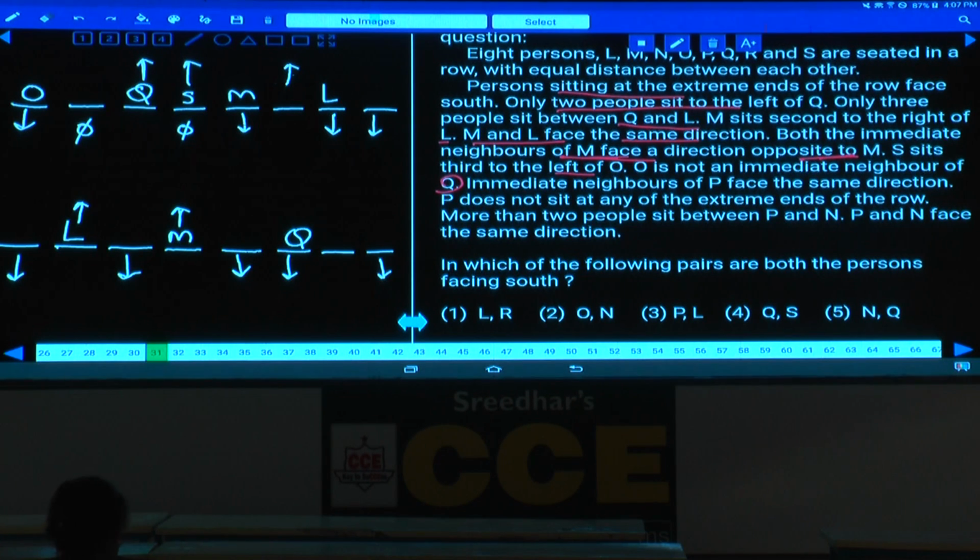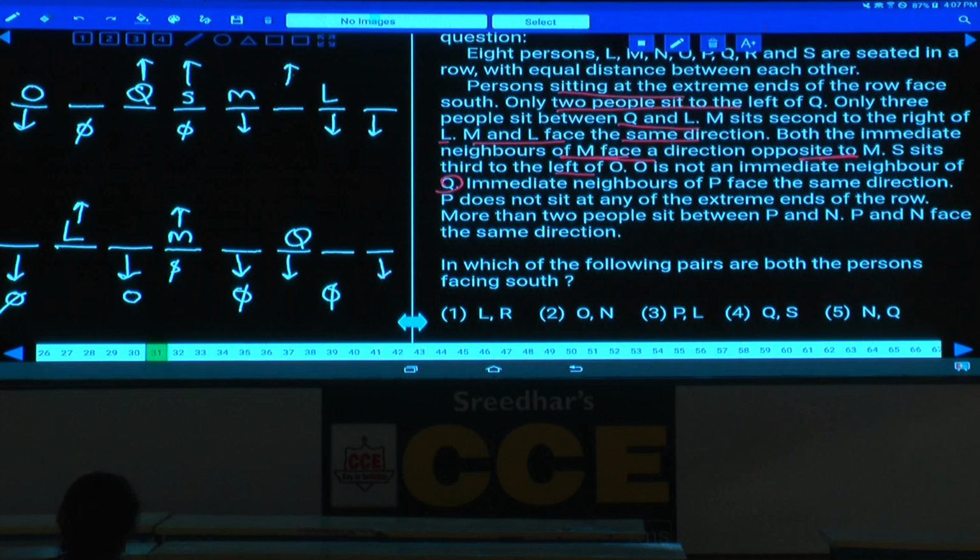The next one, O is not an immediate neighbor of Q, hence O cannot be in these 2 places. O cannot be here, O cannot be here. Then can O be at this place? Tell me here. If O is here, then this S sits south to the left of O, 1, 2, 3, M and S must be in the same place, which is not possible, which implies that O cannot be at this place. Can O be at this place?